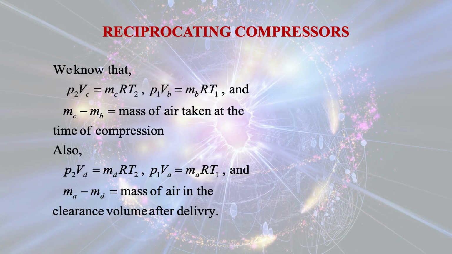We know that P2 Vc is equal to Mc R T2, P1 Vb is equal to Mb R T1, and Mc minus Mb is equal to mass of air taken at the time of compression. Also P2 Vd is equal to Md R T2 and P1 Va is equal to Ma R T1, because these are the equations for ideal gas, PV is equal to mRT, and Ma minus Md is equal to mass of air in the clearance volume after delivery.